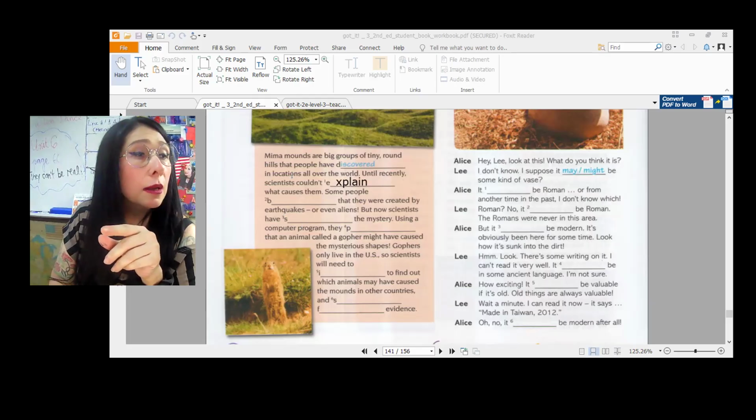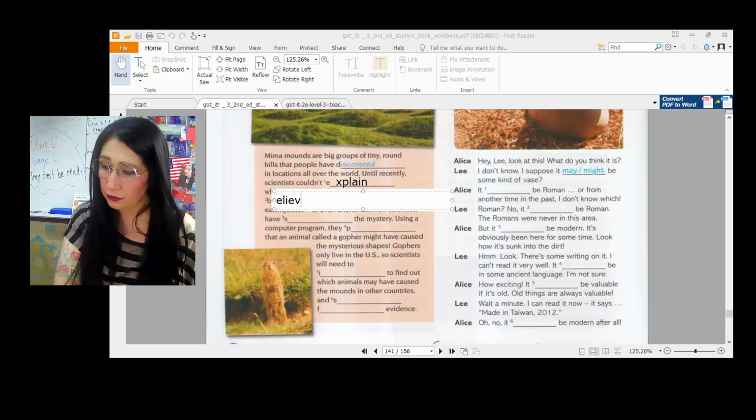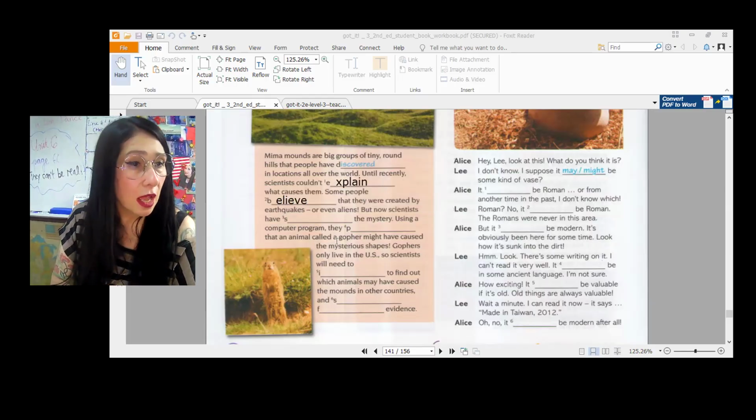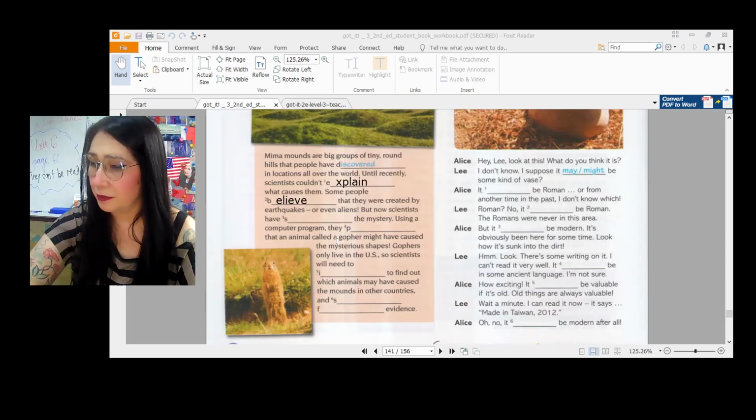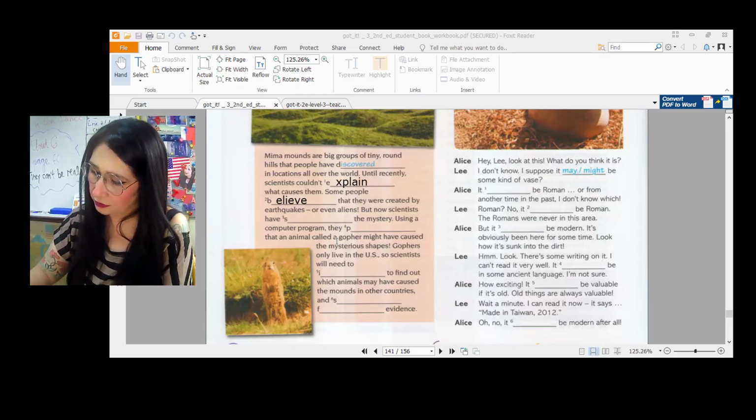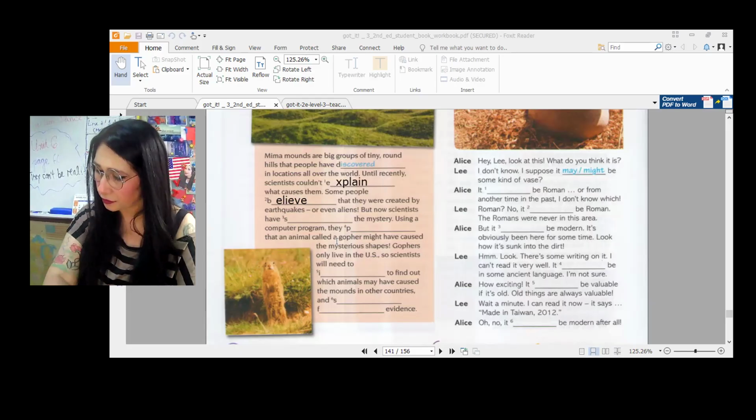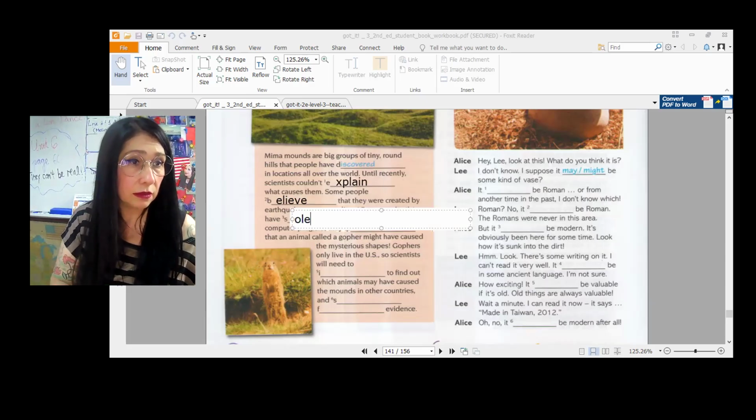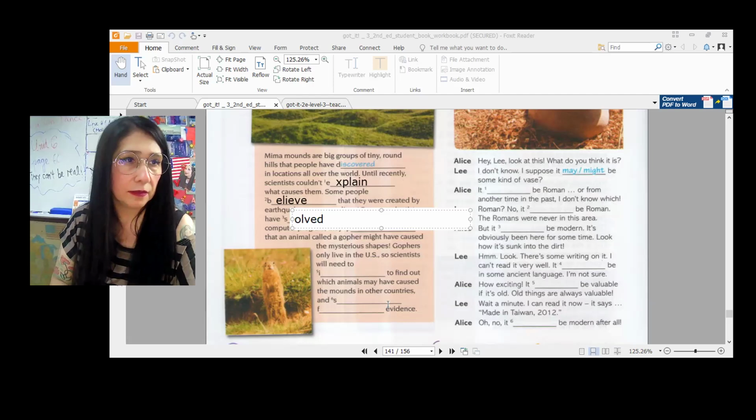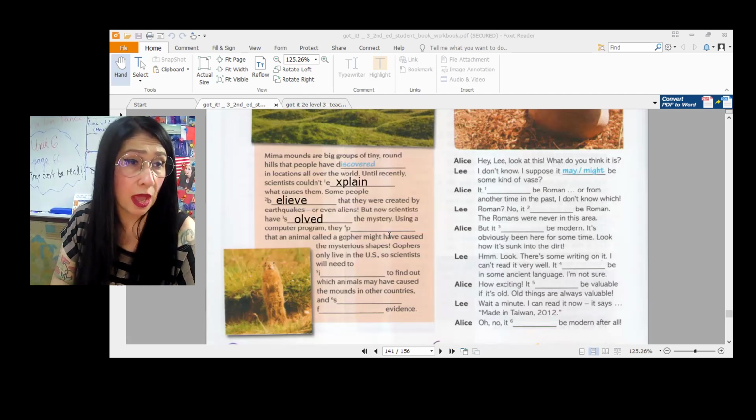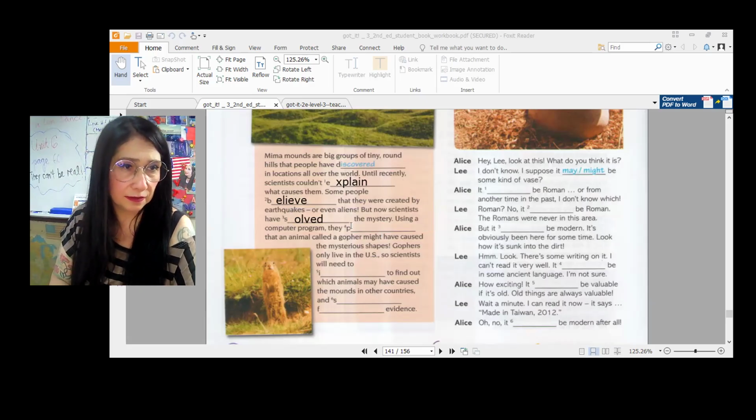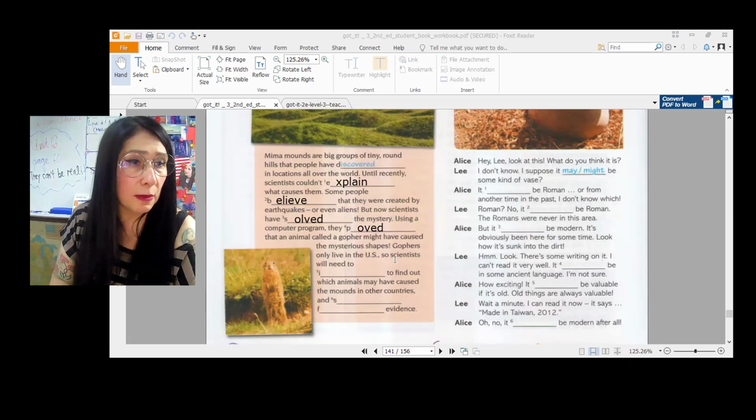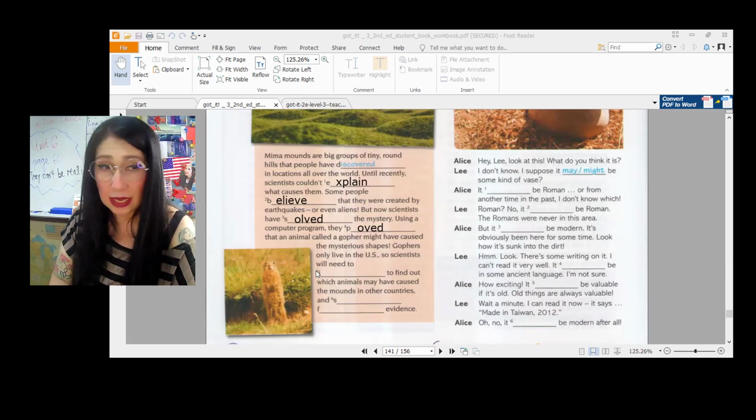Some people believe that they were created by earthquakes, or even aliens, but now scientists have solved the mystery. Using a computer program, they proved that an animal called a gopher might have caused the mysterious shape. Gophers only live in the US, so scientists will need to investigate.